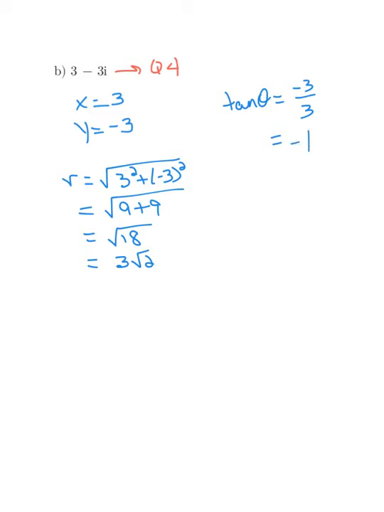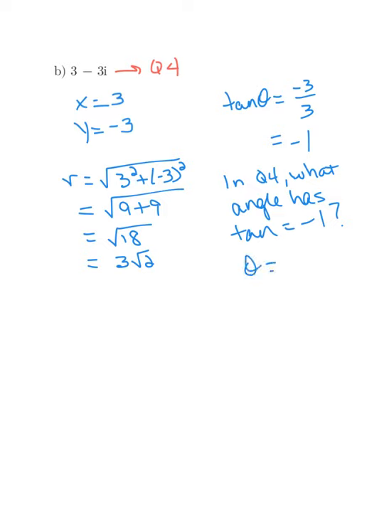We want to know, in quadrant 4, what angle has tangent equal to negative 1. That's what we're looking for. So in quadrant 4, the angle where tangent is negative 1 is 7 pi over 4.